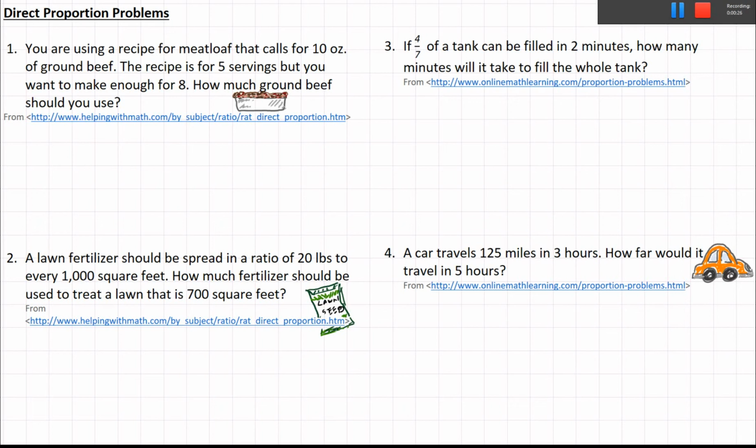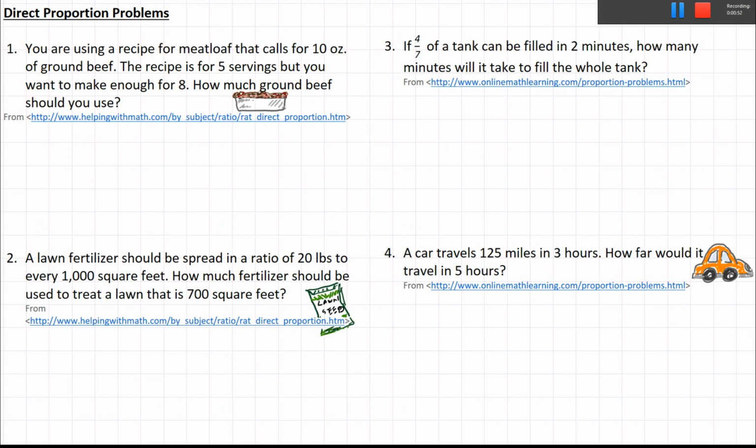So let's look at this first example. You're using a recipe for meatloaf that calls for 10 ounces of ground beef. The recipe is for 5 servings, but you want to make enough for 8 servings. How much ground beef should you use? So there are a couple of ways that you could go about solving this. And one way is to use a table.